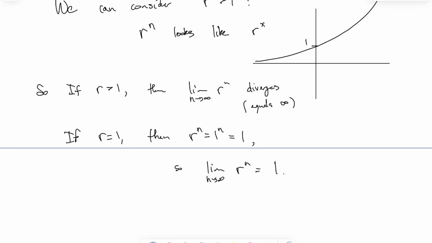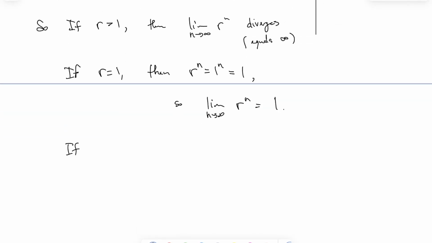All right. What about if R is 0? A similar thing happens, it's just you get 0 every time. If R is 1, you get 1 every time, and it converges to 1. If R is 0, you get 0 every time, and it converges to 0, so I'm going to write that too. If R is 0, then R to the n equals 0 to the n, which is always 0. So the limit as n goes to infinity of R to the n equals 0, all right? I'm trying to summarize all the various cases that we have discussed already.